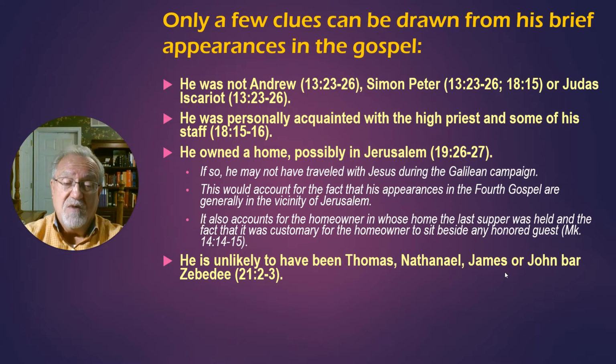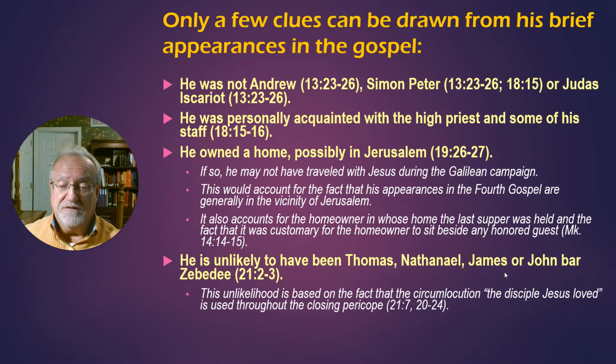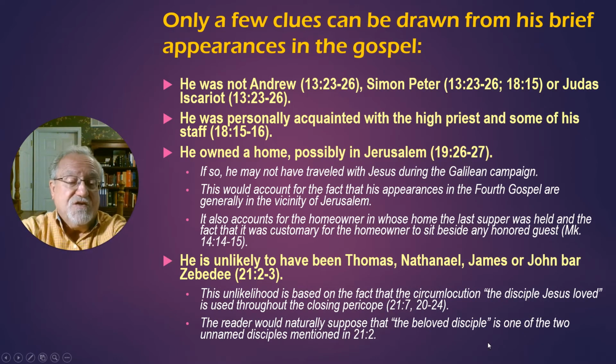We'll come back to that in a moment. That may or may not be true, but at least the gospel itself does not have that kind of an indication. The unlikelihood of him being either Thomas or Nathaniel or James or John, bar Zebedee, is the fact that the term the disciple Jesus loved is used in these last stories in the Gospel of John, and it doesn't seem to be talking about James or John bar Zebedee. So the reader naturally would suppose that the beloved disciple is one of the 2 unnamed disciples that's mentioned early in John chapter 21.